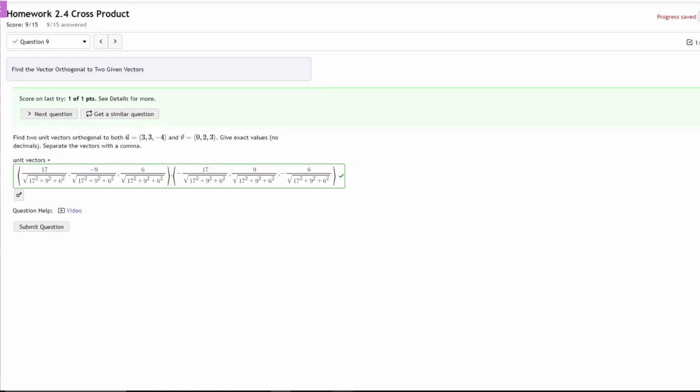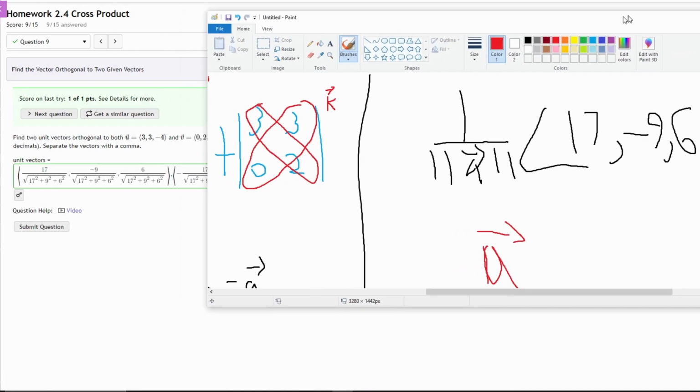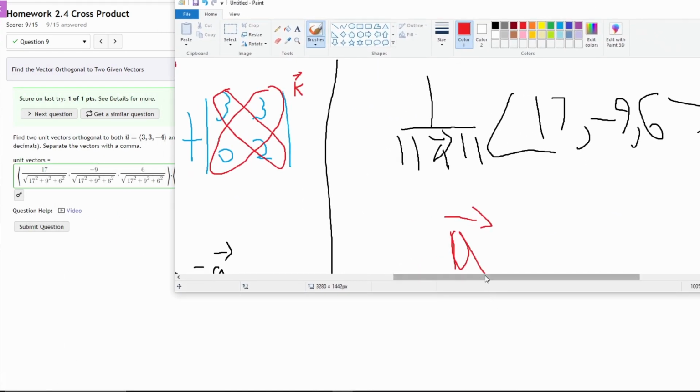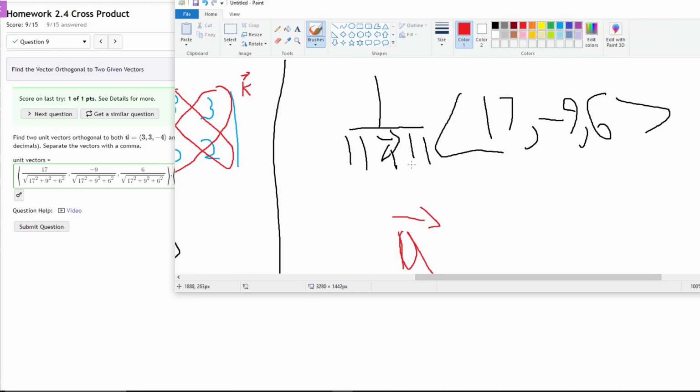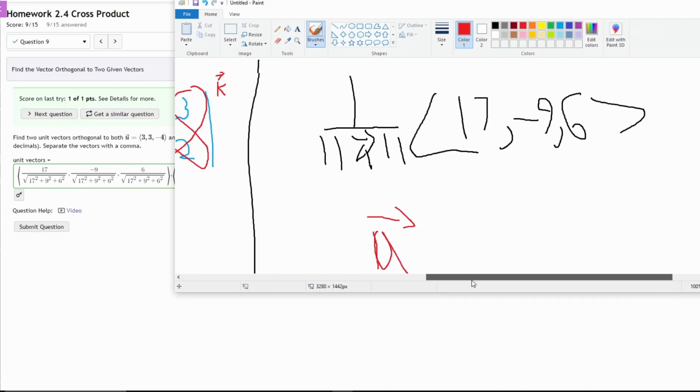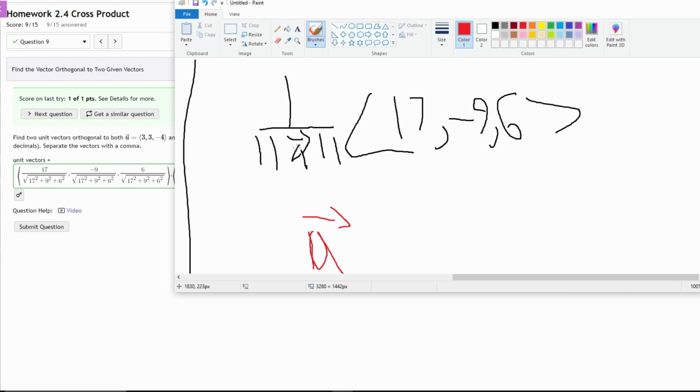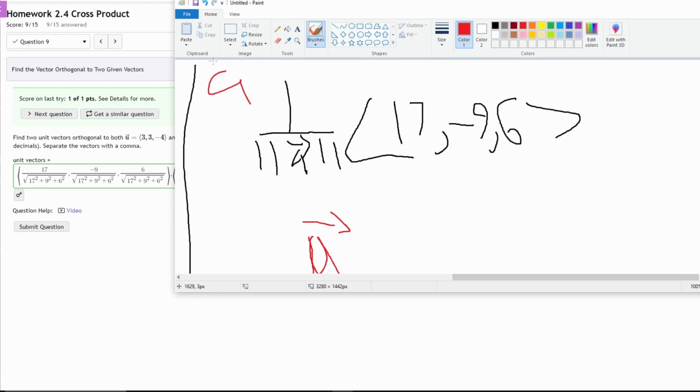So what I did was, if you were unable to follow, this looks maybe really complicated to you, don't worry. We're just finding the unit vector of vector A we found by taking the cross product. So that's 17 divided by the magnitude of A, negative 9 divided by the magnitude of A, 6 divided by the magnitude of A, all in vector form.